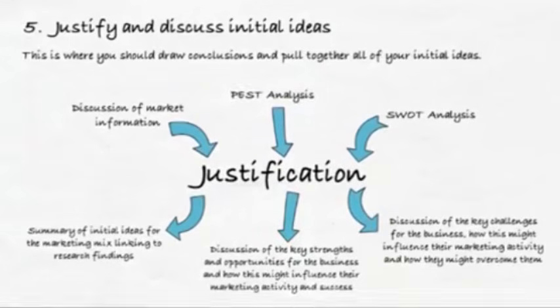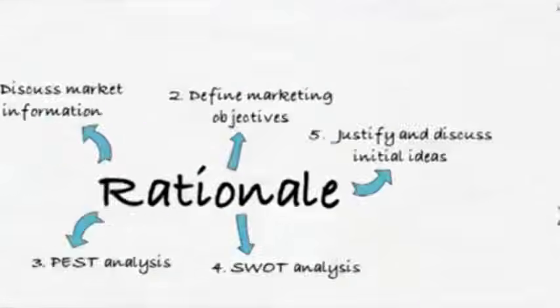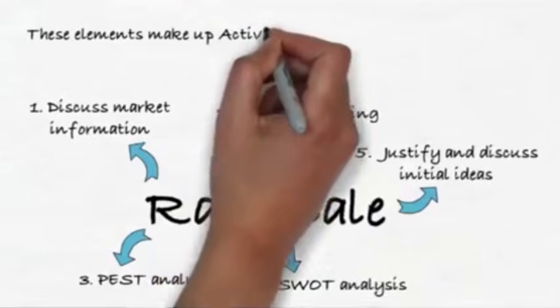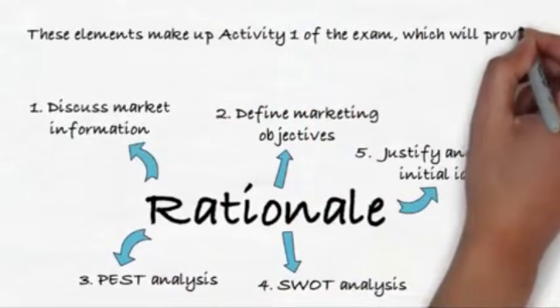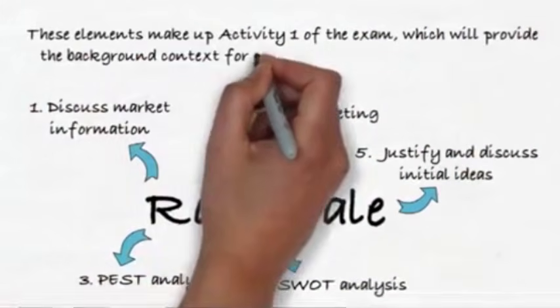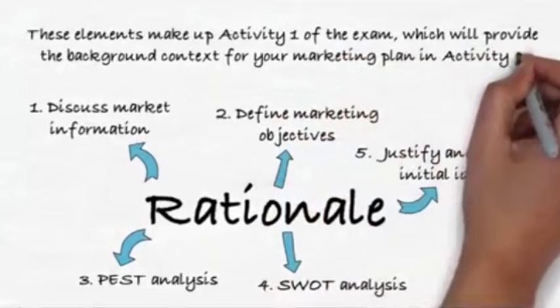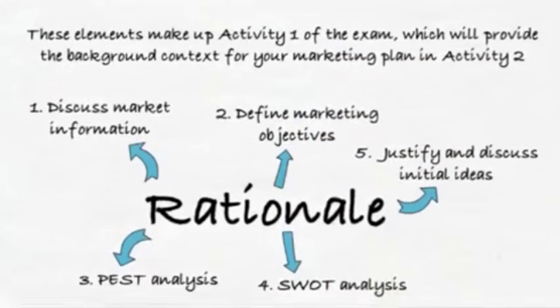Don't be worried about repeating anything from your work so far, as you are expected to use the information you have collected throughout your work to form balanced conclusions. These 5 elements make up Activity 1 of your exam, and will provide the background context for your marketing plan in Activity 2.